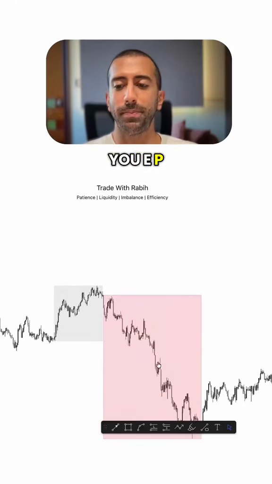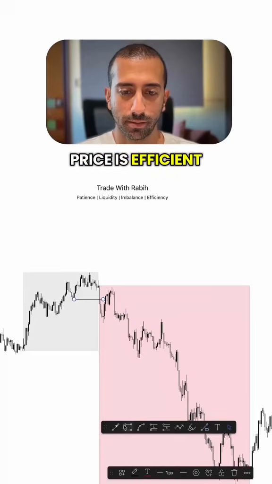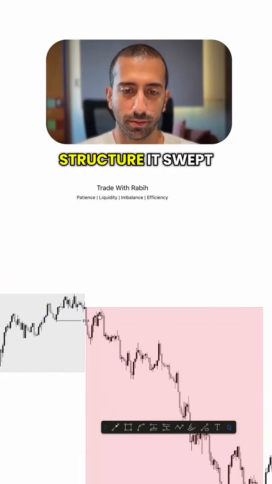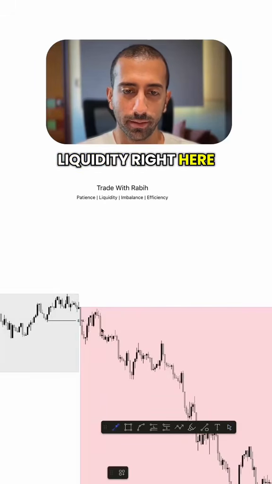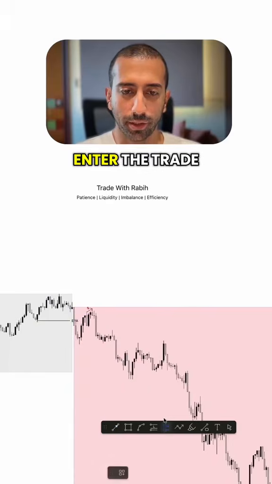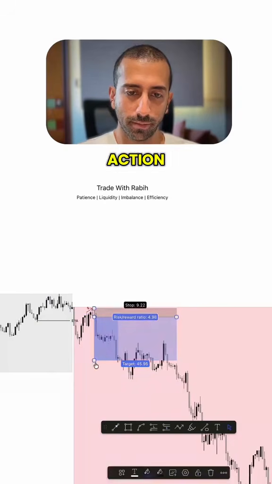Now I'm going to show you EPAs. Price is efficient because it broke structure. It swept liquidity right here. So you can enter the trade from here and target lower price action.